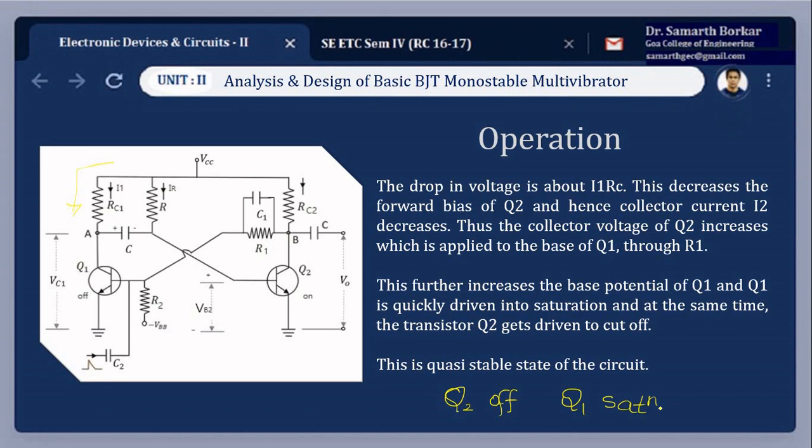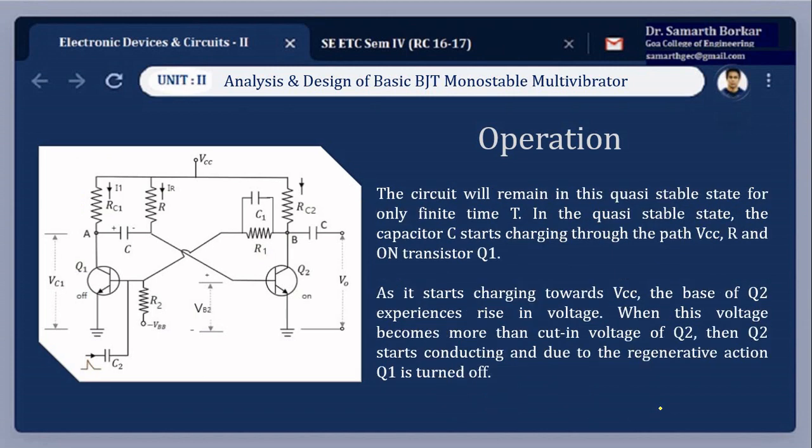In the stable state, Q1 is off and Q2 is on. So the circuit will remain in this quasi-stable state for only a finite time T. In the quasi-stable state, the capacitor C starts charging through the path VCC, R and on transistor Q1. As it starts charging towards VCC, the base of Q2 experiences a rise in voltage. And when this voltage becomes more than the cut-in voltage of Q2, then Q2 starts conducting. And due to the regenerative action, Q1 is turned off.